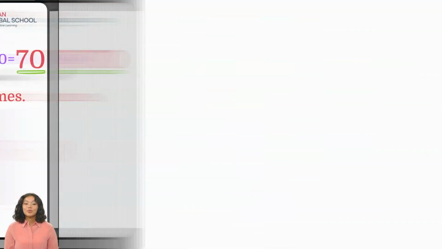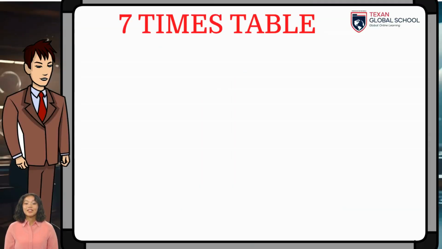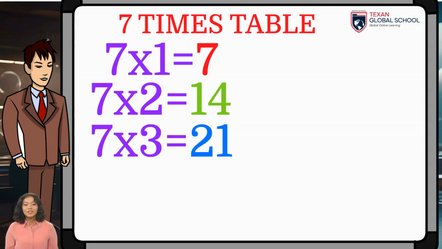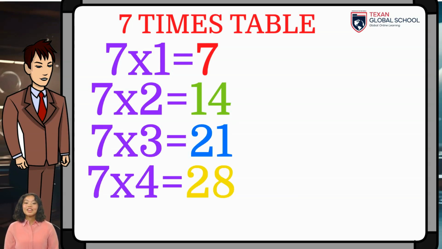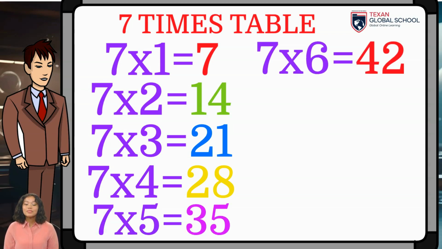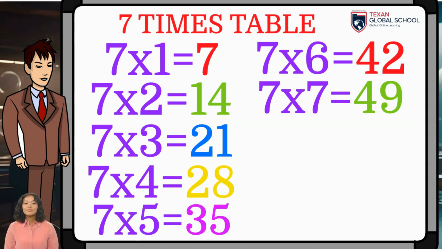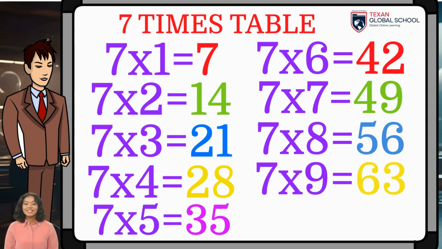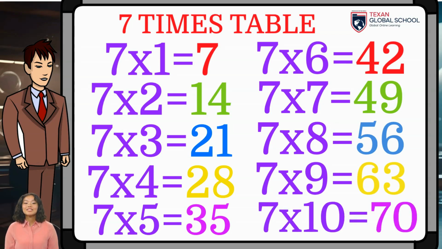In summary, any number multiplied by 7 results in the same value sevenfold. 7 times 1 is 7. 7 times 2, 14. 7 times 3, 21. 7 times 4, 28. 7 times 5, 35. 7 times 6, 42. 7 times 7, 49. 7 times 8, 56. 7 times 9, 63. 7 times 10, 70. Observe the pattern in the table of how, to each result, 7 units are added.